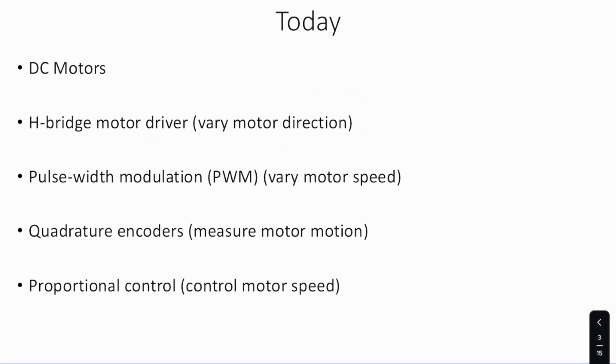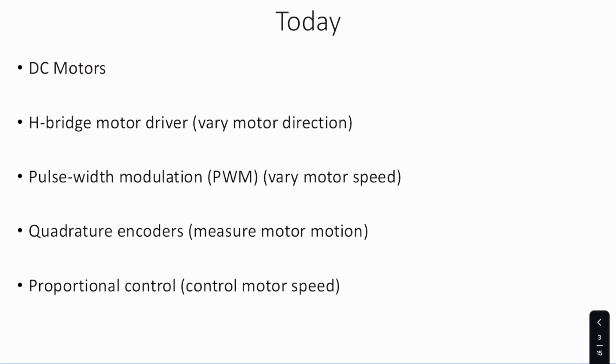spinning. When we look at the motor model, we'll see that you have to be able to vary the direction of current, which is sort of similar to attaching a battery in one direction and then reversing the direction that the battery is connected. And that's essentially what an H-bridge allows us to do electronically.